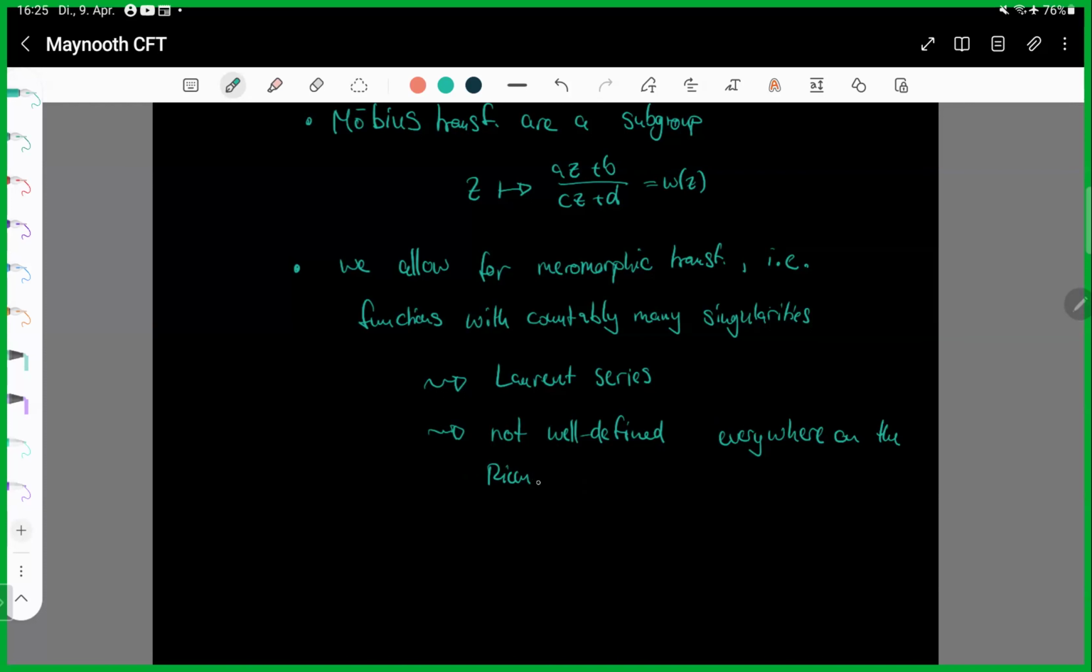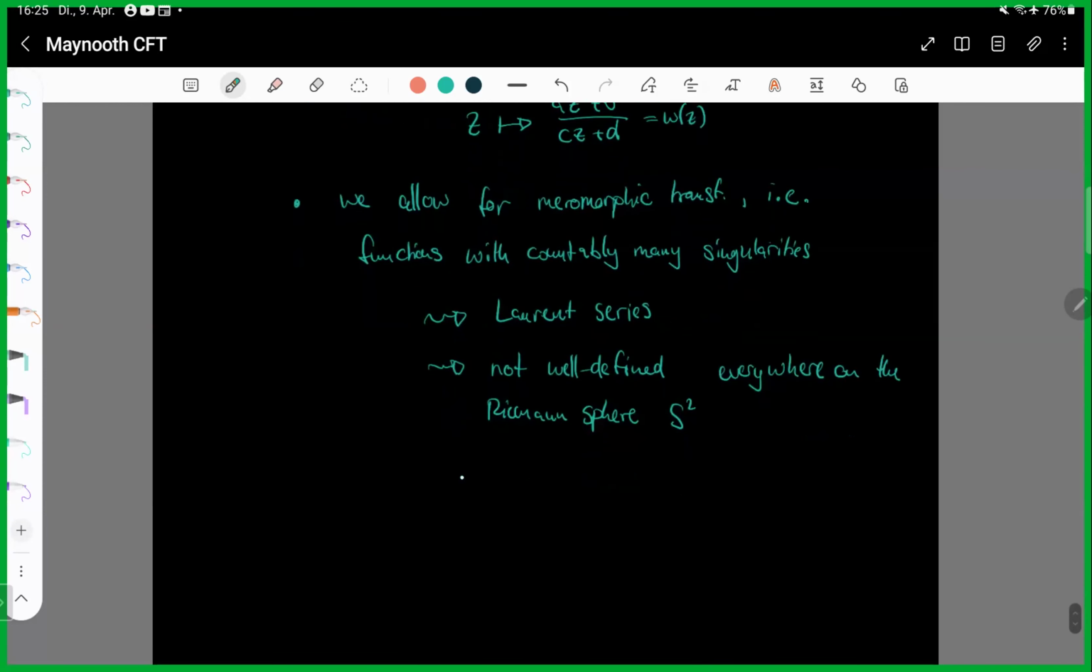Riemann sphere, S2. And that's why they're called local conformal transformations. Okay, let's see. Actually, let me make one more comment, and I think that's a good point to stop.